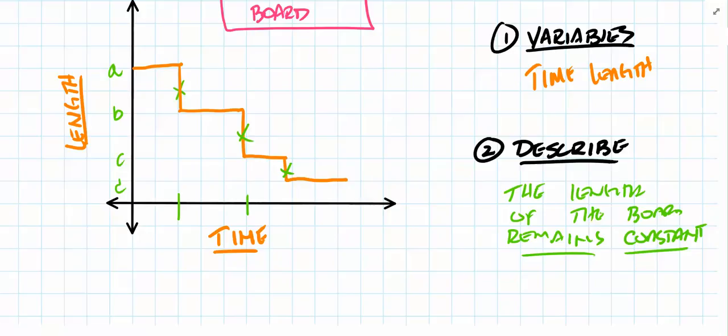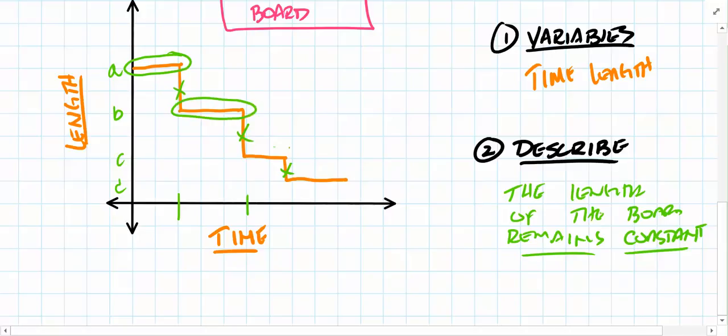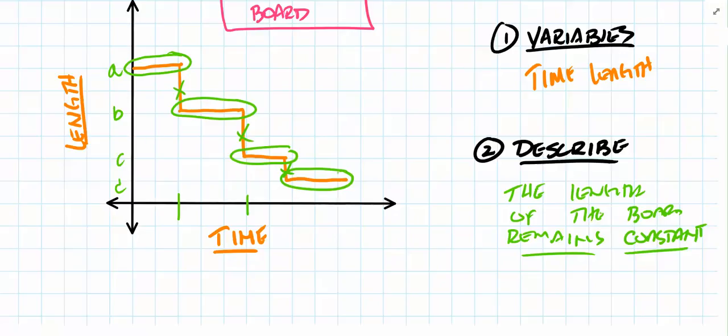The flat lines. So right here, right? That is a constant length of the board. This is a constant length. This is a constant length. That is a constant length. So the length of the board remains constant until what time? Until when? Until someone cuts it again, right? Until someone cuts the board.